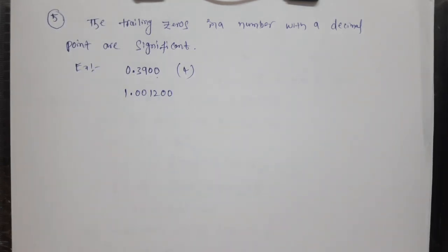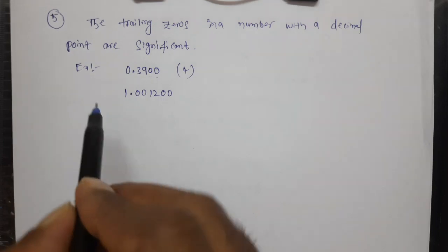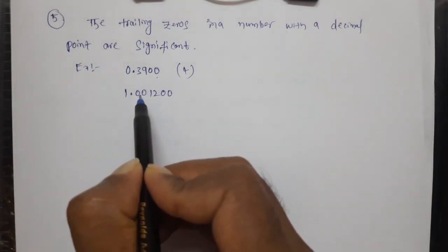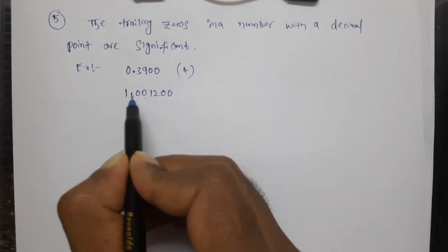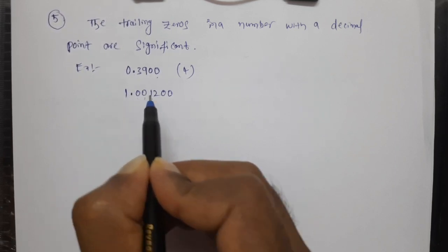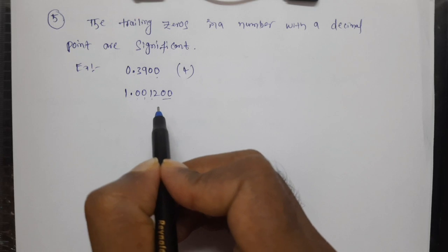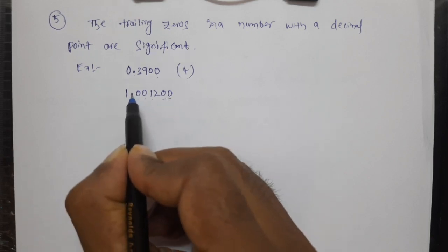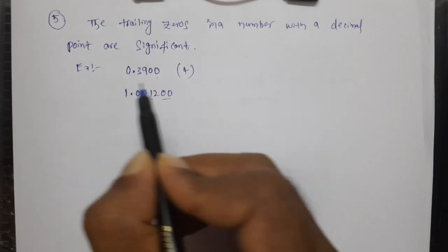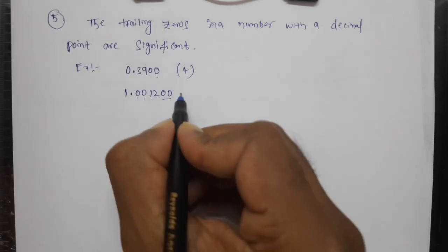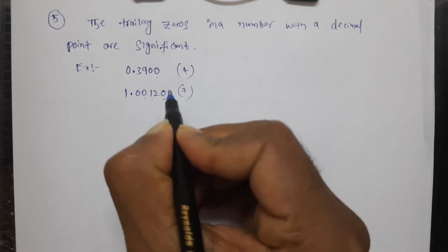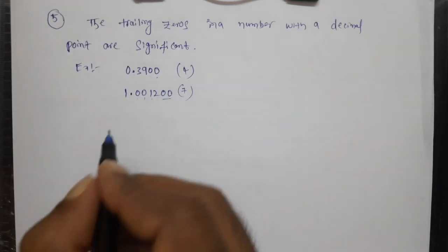Yes, in this number, how many significant figures are there? This number is greater than 1, not less than 1. So these two zeros are also significant because they are in between two non-zero digits, and these two zeros are also significant because they are after the decimal point. So total how many significant figures do we have here? 1, 2, 3, 4, 5, 6, 7. So 7 significant figures we have.